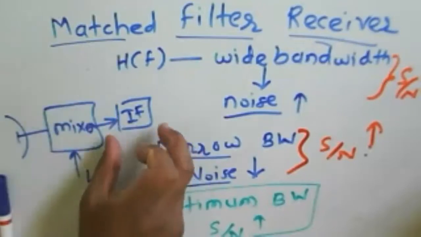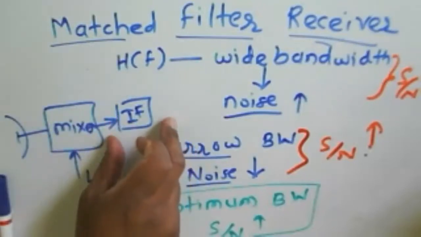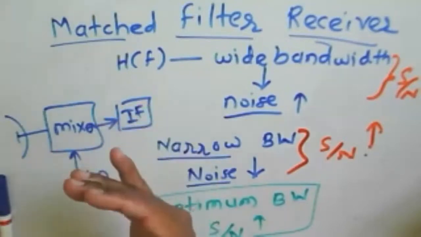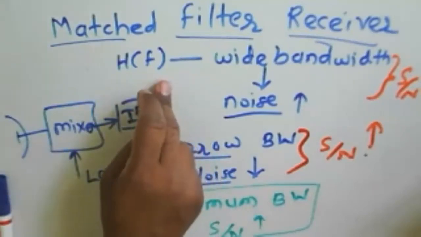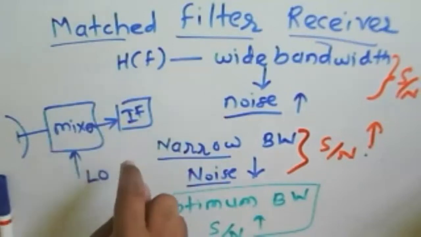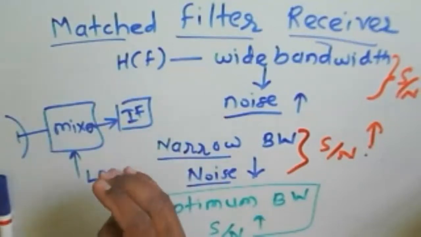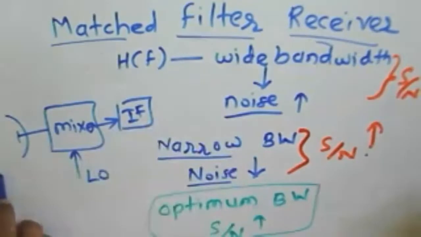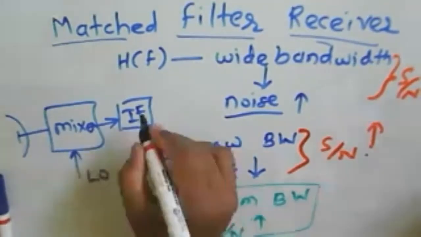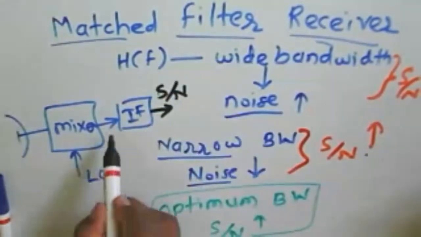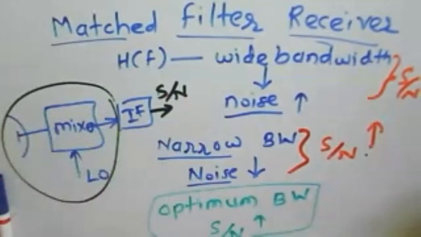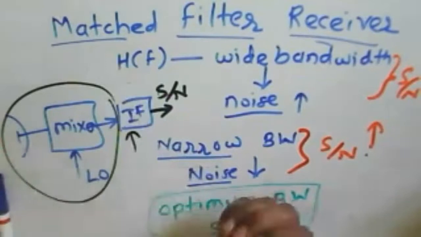So in that case, we need to talk about what the IF bandwidth will be. So we design a function, a frequency response function H of f, that will maximize the signal to noise ratio at the output of the IF. So here we are getting the higher signal to noise ratio. At this particular stage, the bandwidth will be different. At the IF, we choose a narrow bandwidth.